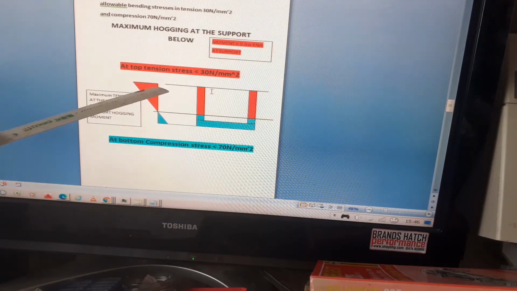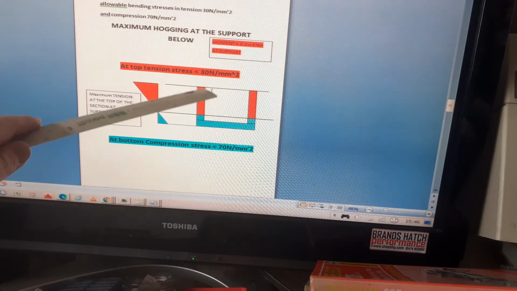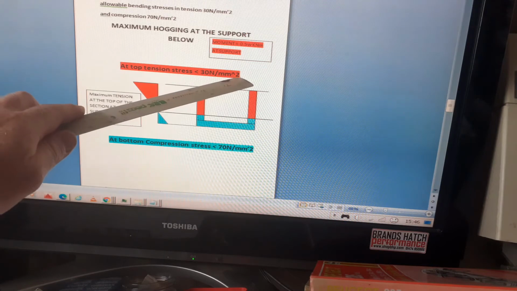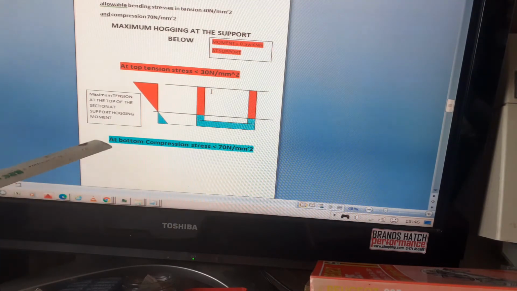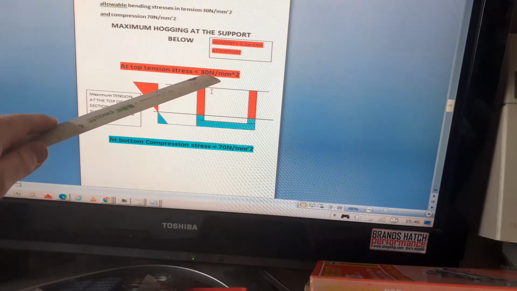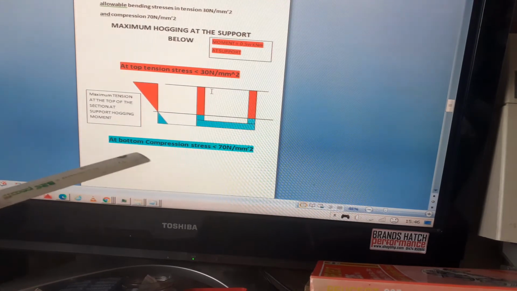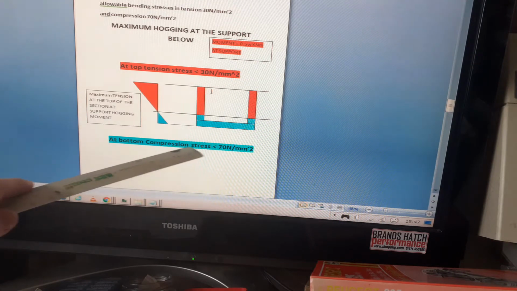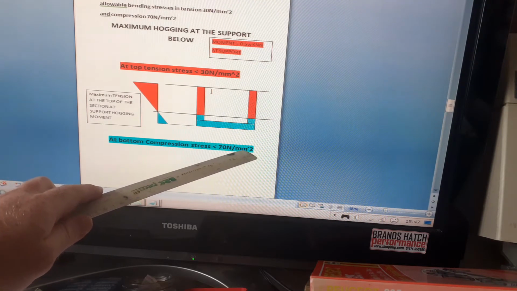So the tension stress, as I've drawn in red, tension will be in red. We've got to make sure that this value is less than 30 newtons per millimeter squared at the top, otherwise the section will fail. So we know the maximum tension at the top of the section at the support hogging moment must be equal to or less than 30 newtons per millimeter squared. The compression stress can be equal to or less than 17 newtons per millimeter squared.